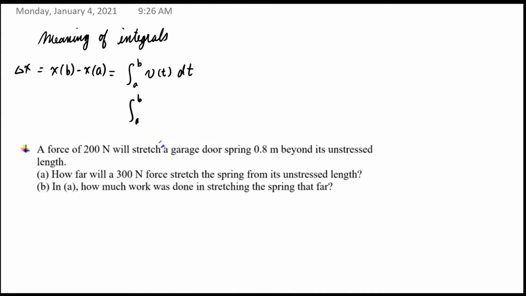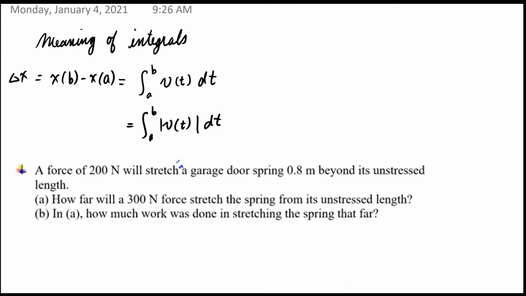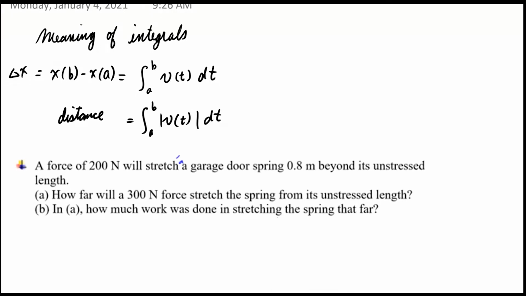A to b of absolute value of velocity. If you evaluate this, what does that mean? Oh, come on, people. You had a test on this. This means distance. Okay, these two are biggies.